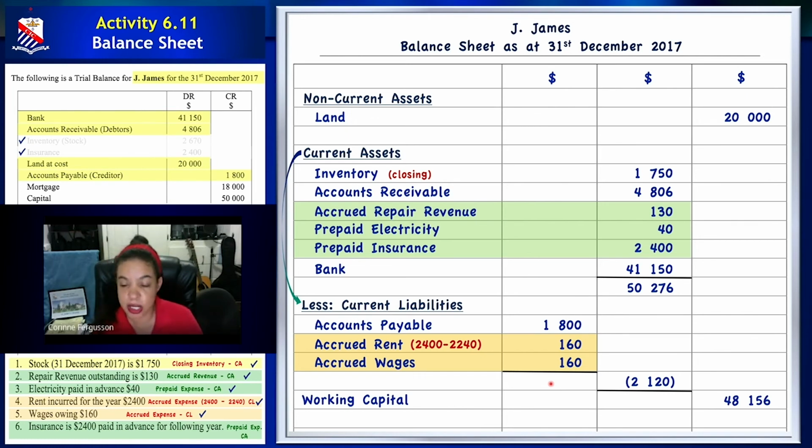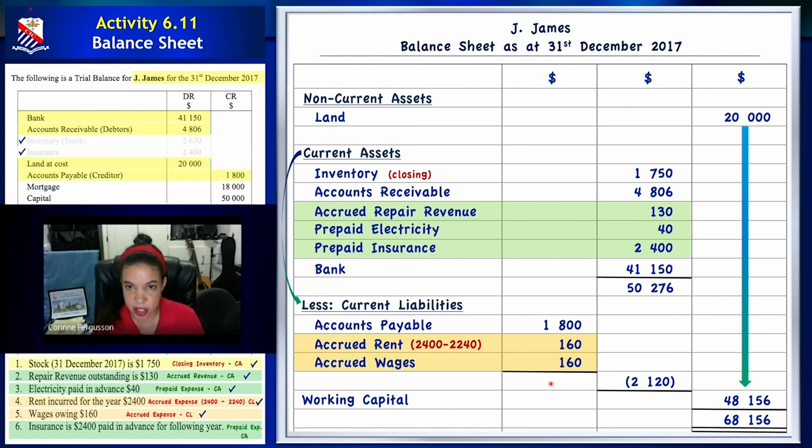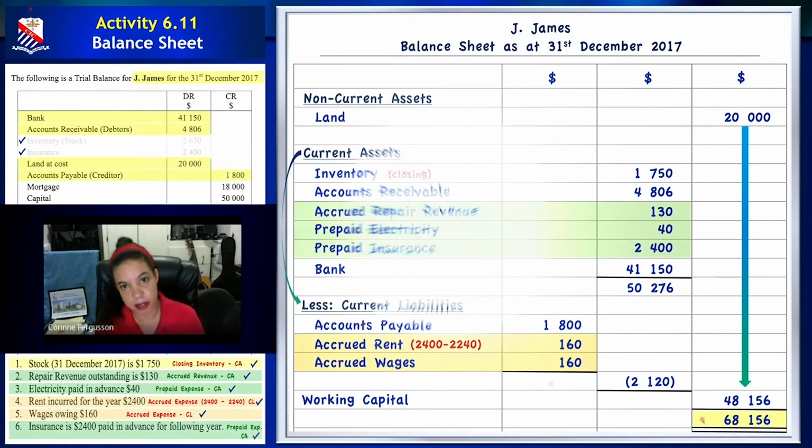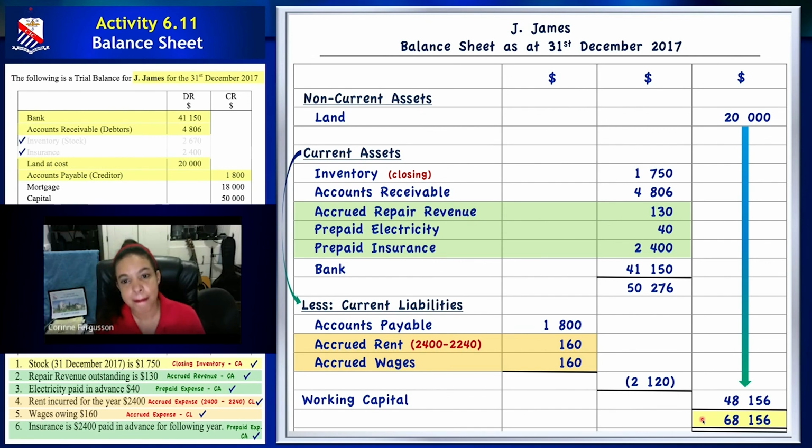48,156. You put it across in the last column, and you add it to your fixed or your non-current assets of 20,000, and that gives you your first total. Your first total, because it's broken up, remember, into the two. So your first total, 68,156. And that's it for the first part, and that's the accrual and prepayment part of it. Okay?